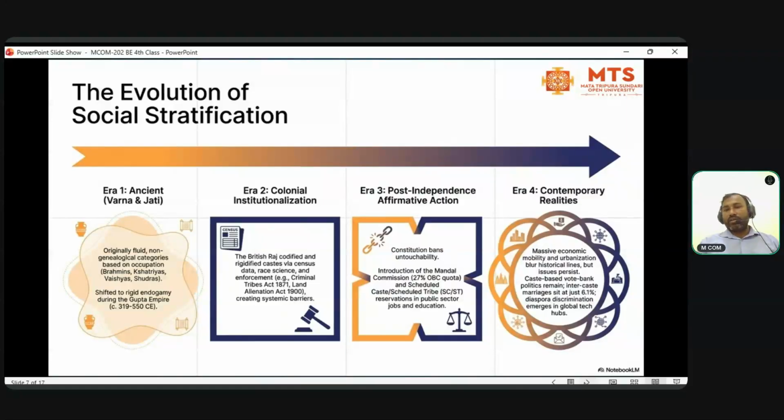And era 4, contemporary realities: massive economic mobility and urbanization blur historical lines, but issues persist. Caste-based vote bank politics remain. Intercaste marriages sit at just 6.1%. Diaspora discrimination emerges in global tech hubs. This is the evolution of social stratification.